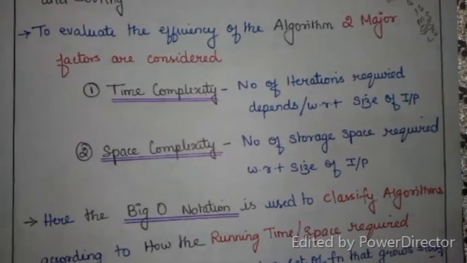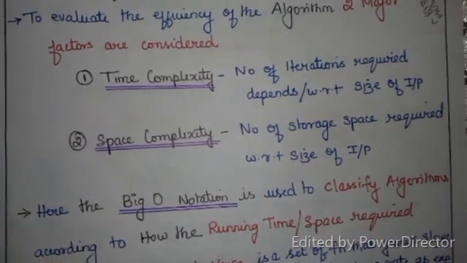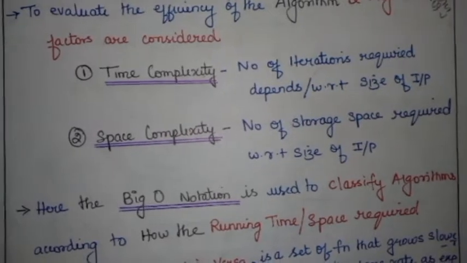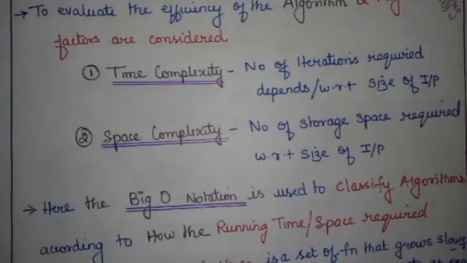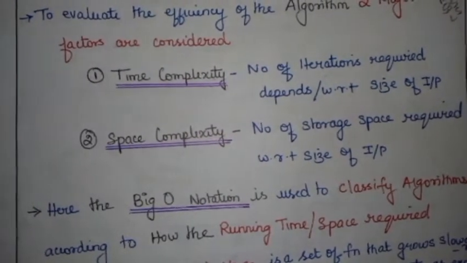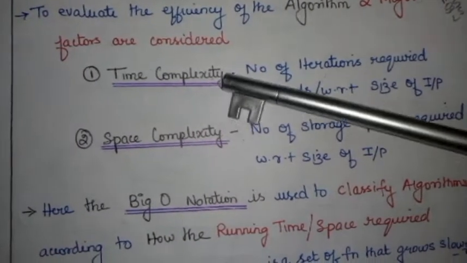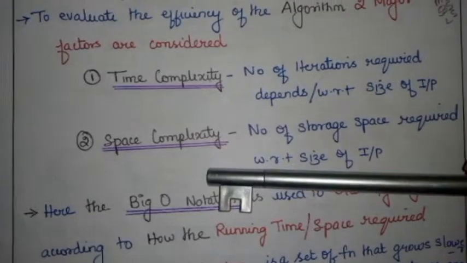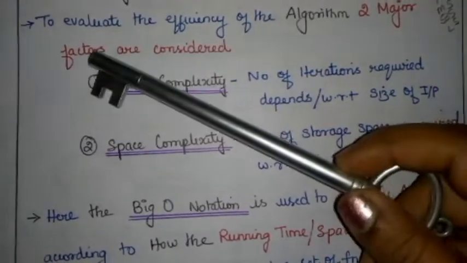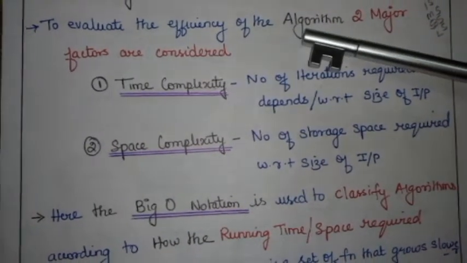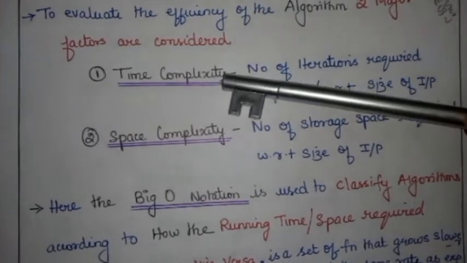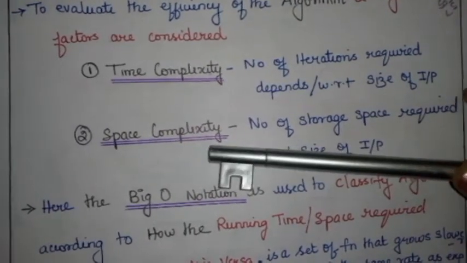So let us see the big O notation and how to find the time complexity for various algorithms. First of all, you should know the major factors which determine the big O notation. To evaluate the efficiency of the algorithm, two major factors are considered: time complexity and space complexity.